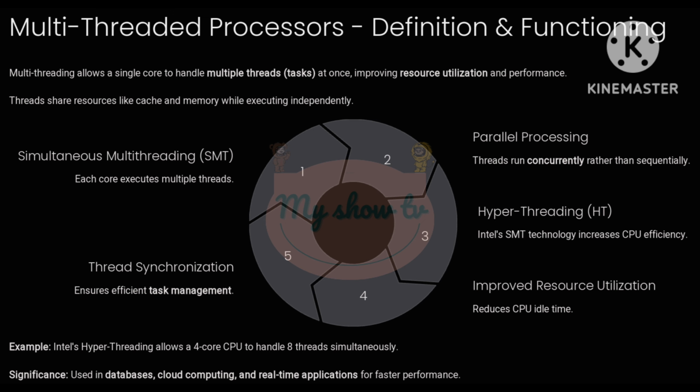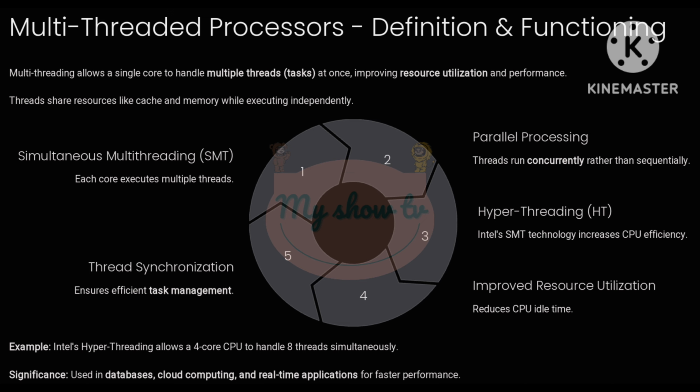3. Hyper-threading (HT). A proprietary multi-threading technology by Intel that allows a single core to act as two logical cores, increasing processing power. Example: a 4-core Intel processor with hyper-threading (HT) can execute 8 threads simultaneously, improving multitasking efficiency. 4. Improved resource utilization. Multi-threading ensures that CPU resources like ALUs, registers, and cache are used efficiently. Reduces CPU idle time, maximizing hardware performance.